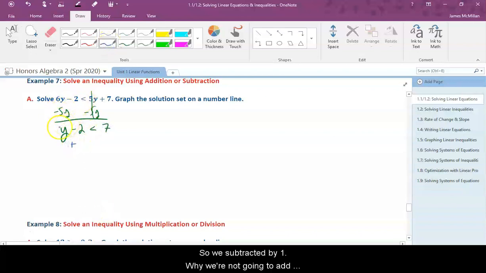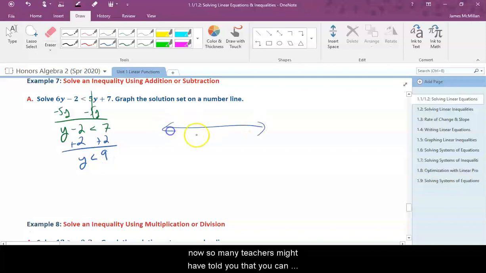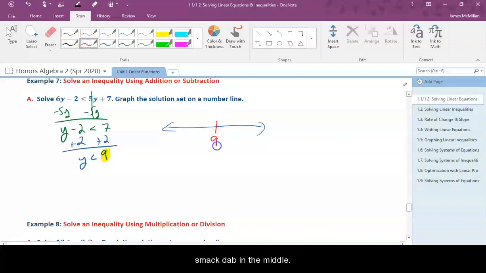So we subtracted the 5y and got y. We're now going to add 2 to both sides. And so we get that y is less than 9. Now, some of your teachers might have told you that you need to draw huge, long number lines. I'm not one of those. This is our critical value, the 9 in this case. Put that number smack dab in the middle. Something to the left of 9 is 8. Something to the right of 9 is 10.